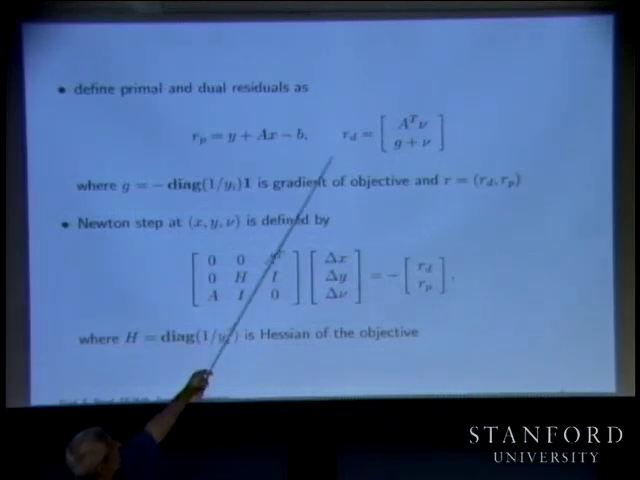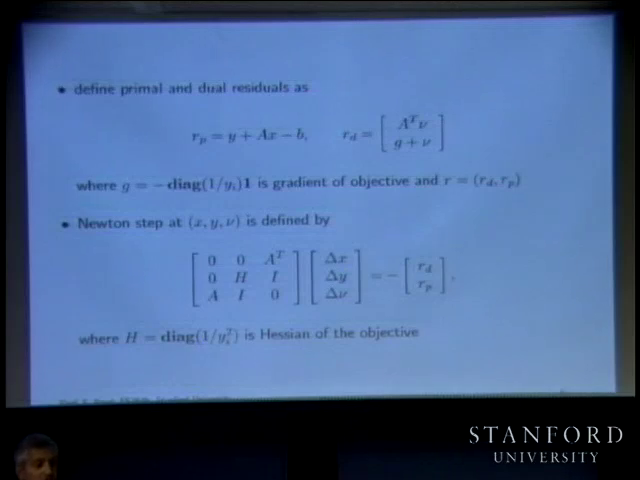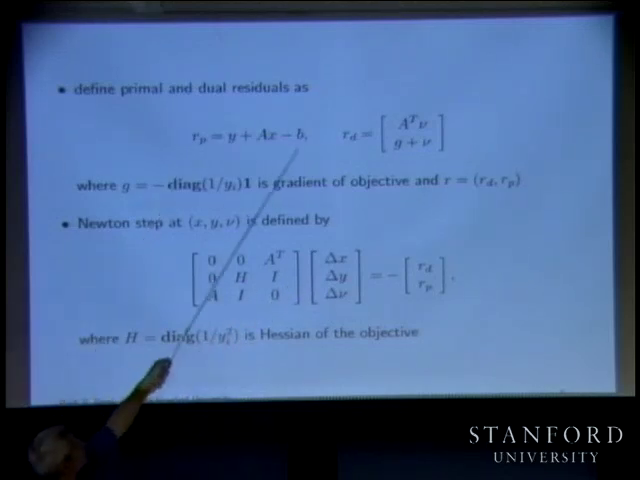And the dual residual is A transpose nu and g plus nu. So these are the dual, the components associated with both x and also with y here. Okay, and here the gradient is very simple to calculate. It's simply the vector, which is basically 1 over y with a minus sign. That's the gradient. Now the Newton step is defined as follows. You linearize these equations at the current point, you linearize the equations r_p equals 0 and r_d equals 0.